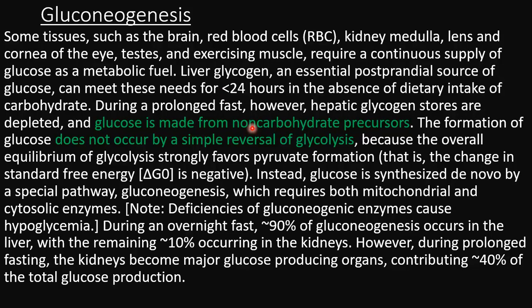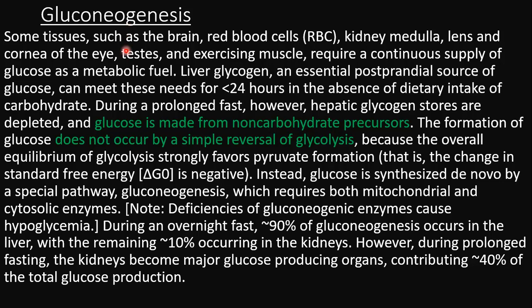Now, that process of formation of glucose from non-carbohydrate precursors is what is known as gluconeogenesis. And it mainly takes place in the liver and the kidney, but the liver mainly, up to 90% in the liver. But during severe fasting, the kidneys usually become the major glucose producing organs, okay?